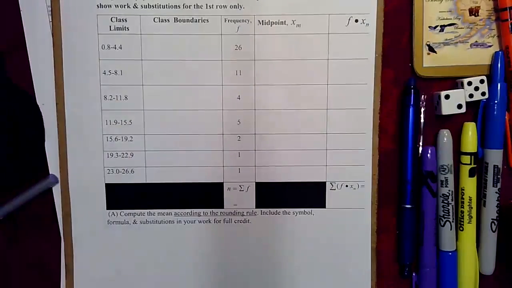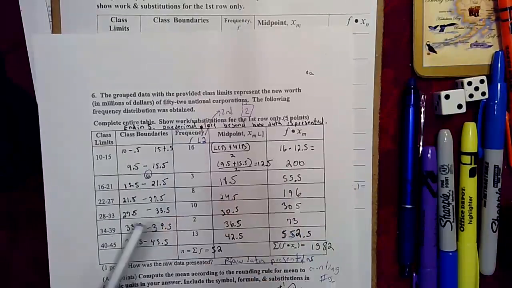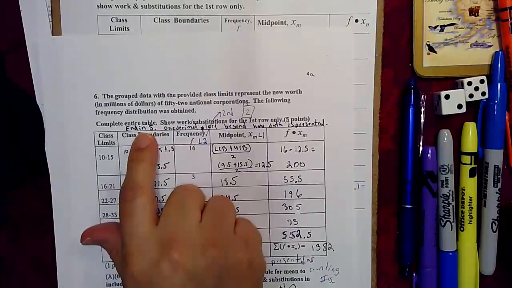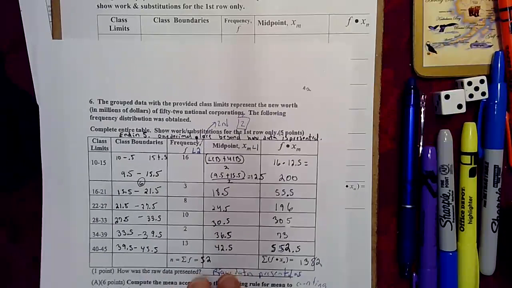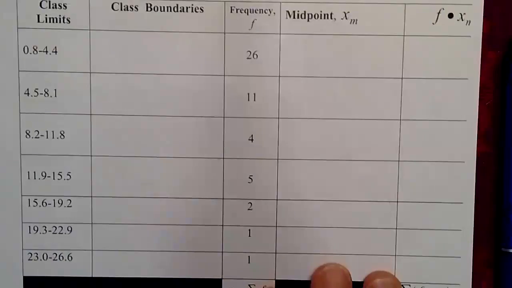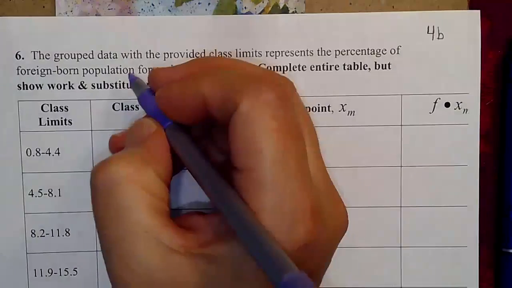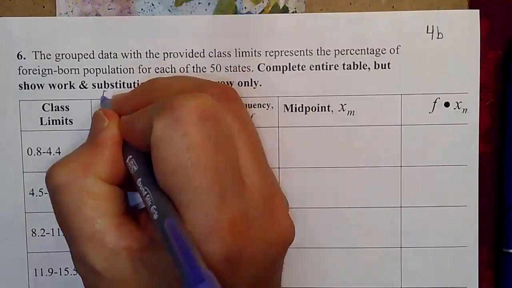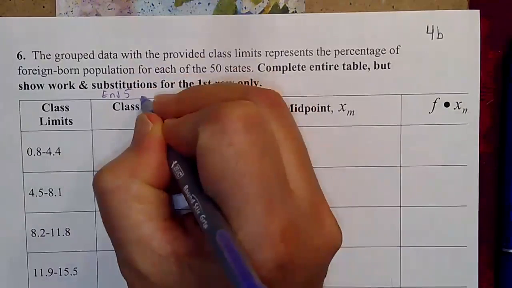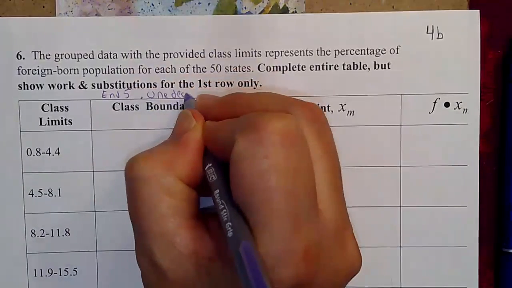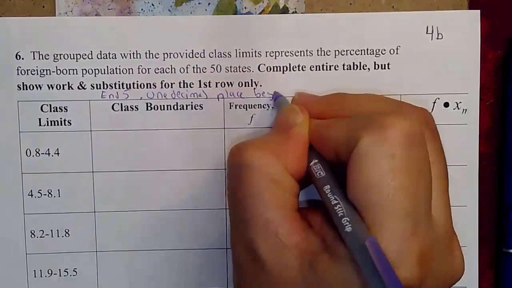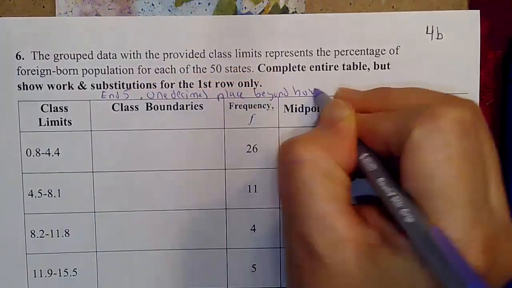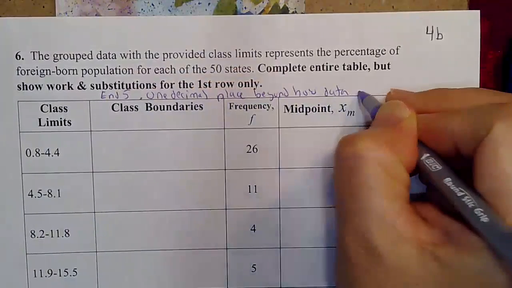Okay, so remember what we said about class boundaries. We said that they have to end in a 5, and they have to be 1 decimal place beyond how the data is presented. Okay, so that's what we wrote last time.